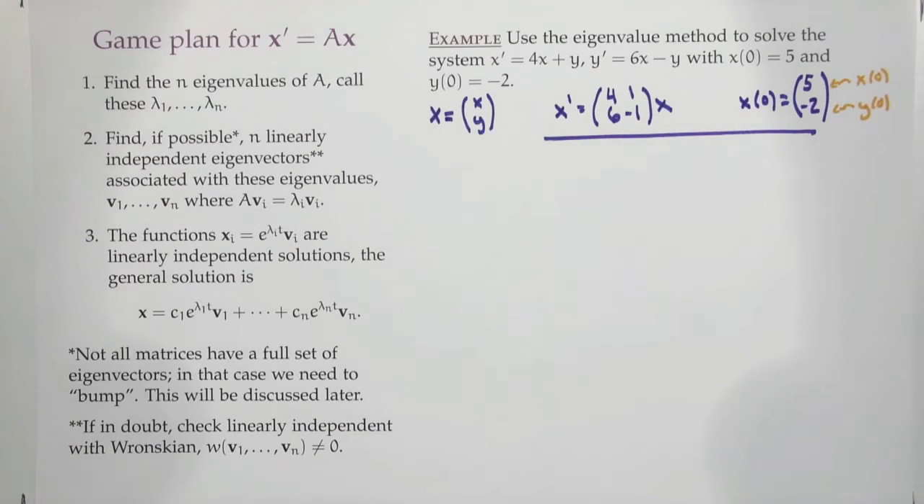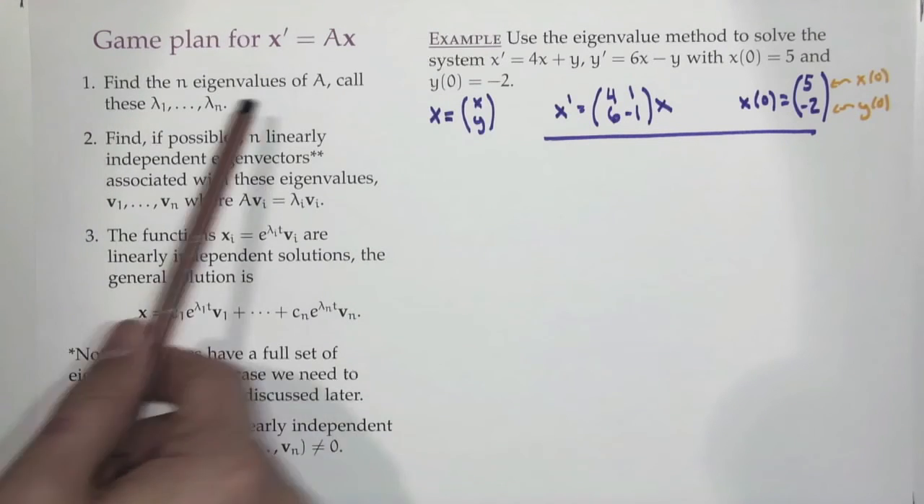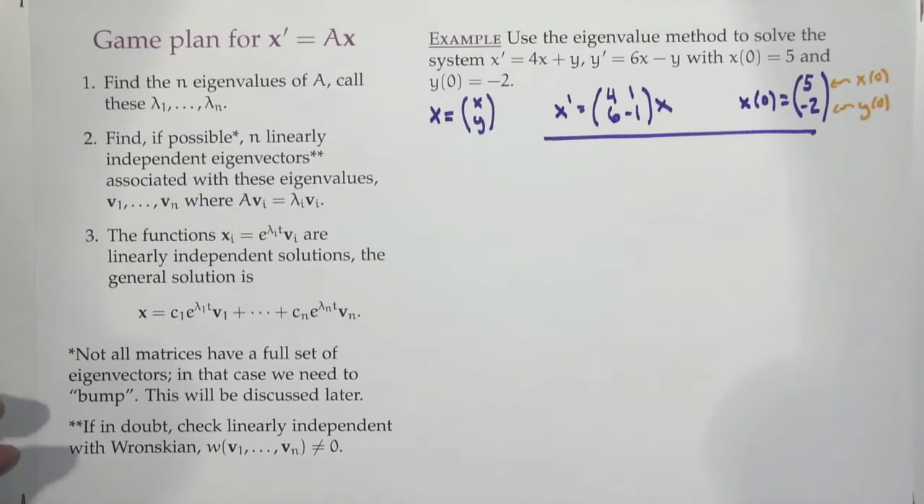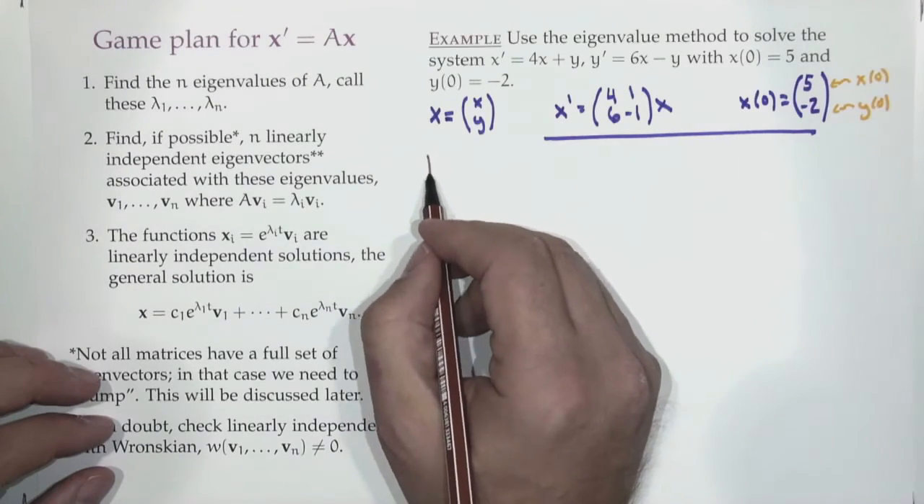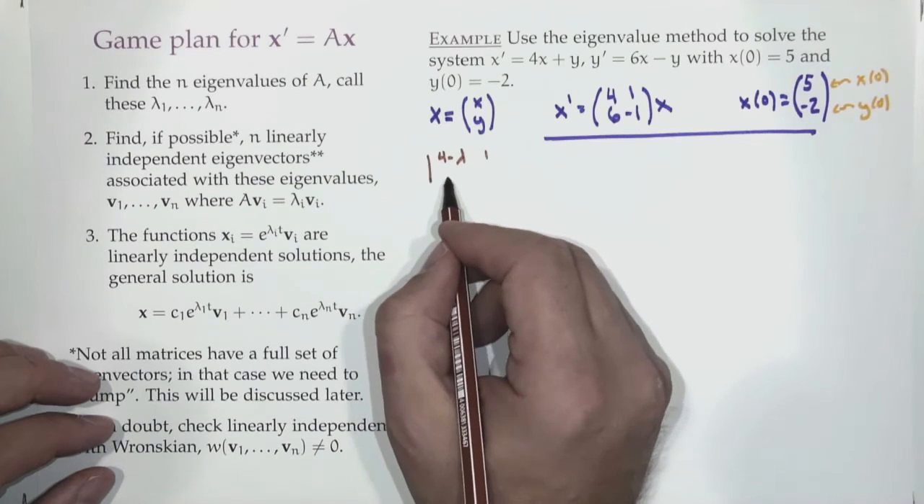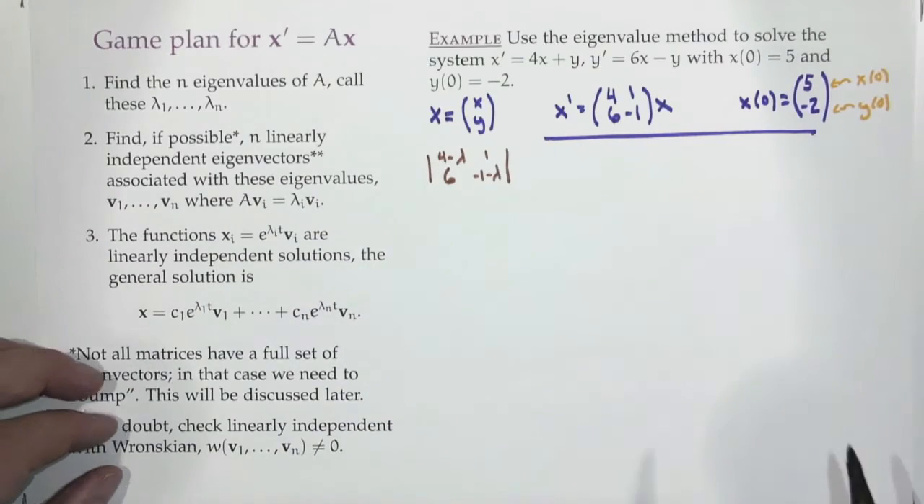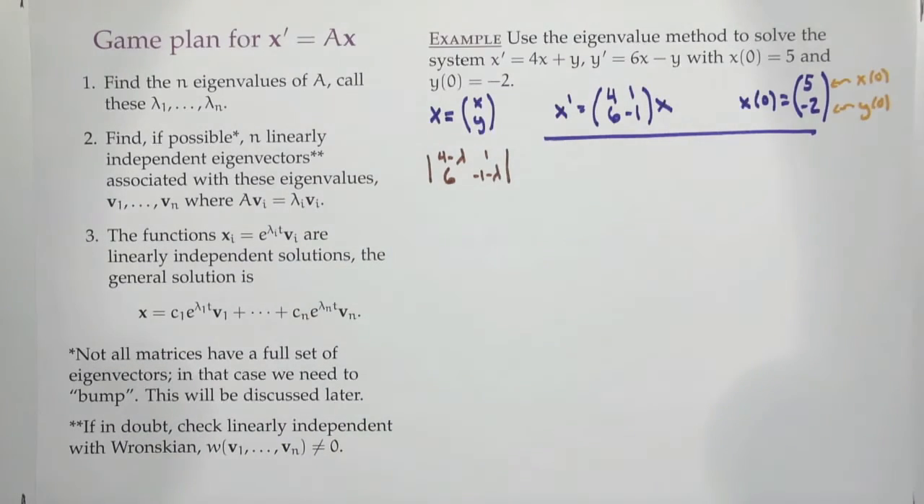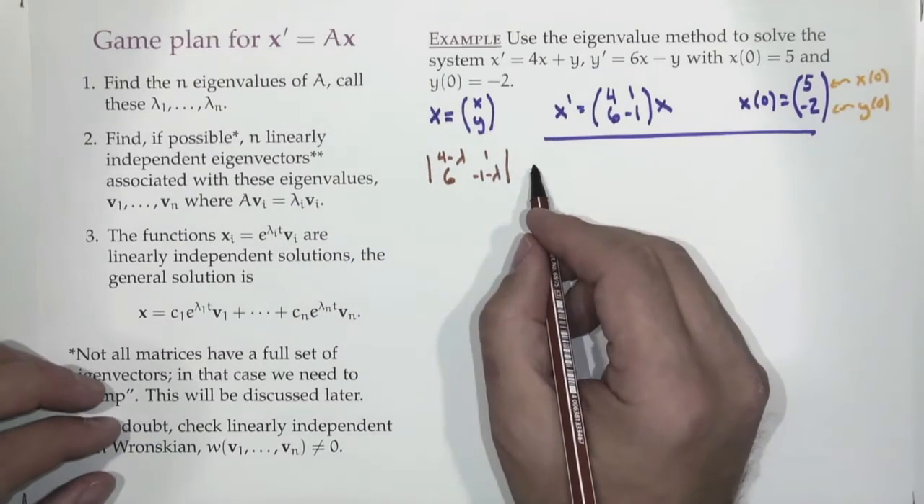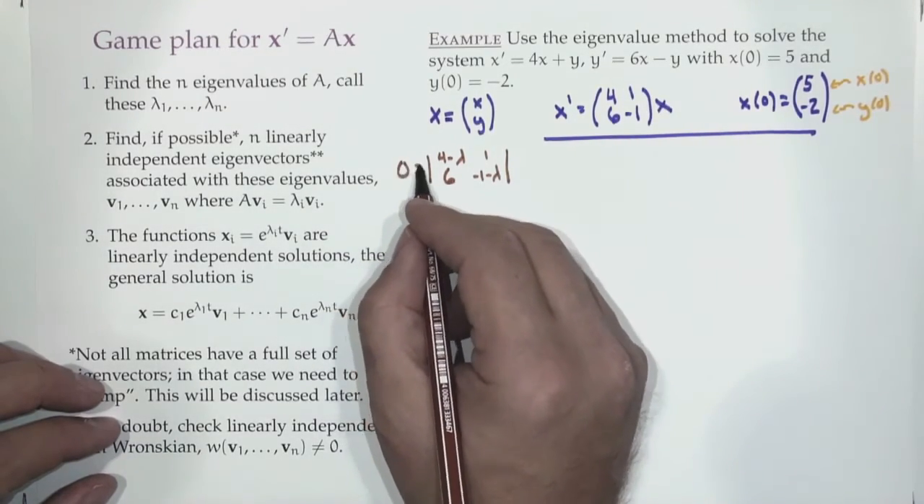And now we can talk about our various eigenvalue type things. Okay, so step 1, what do we need to do? If it helps, you can read it here. Yeah, find the eigenvalues. Okay, cool. So we're going to take our determinant: 4 minus lambda, 1, 6, negative 1 minus lambda, because we're taking the determinant of A minus lambda I. So we're just subtracting lambda off the diagonal. And of course we're saying this equals 0.